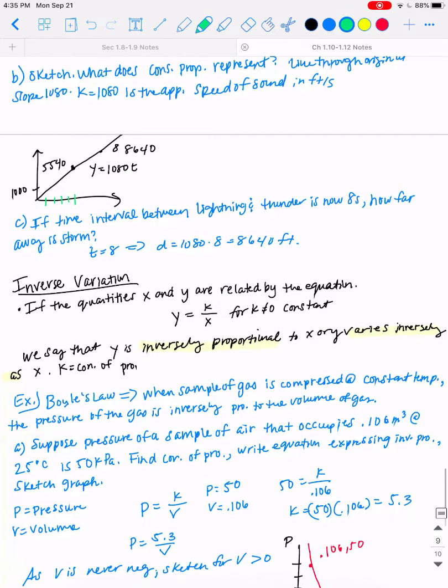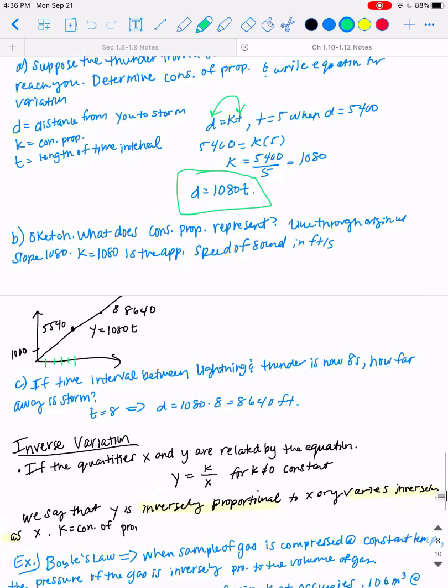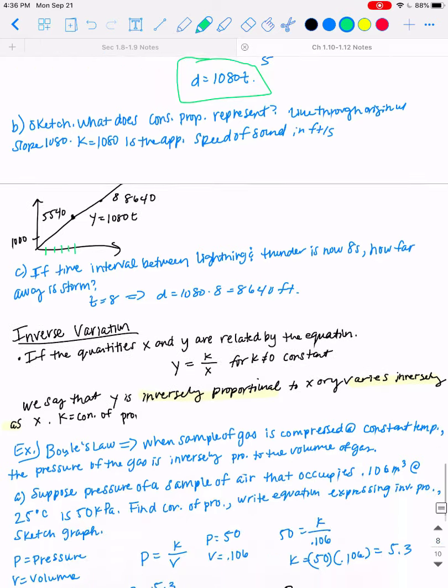So the next part is if the time interval between lightning and thunder is now 8 seconds, how far away is the storm? So our t equals 8, so we can calculate d with our t. d equals 1,080 times 8, which is 8,640 feet. So that's how far away the storm is.